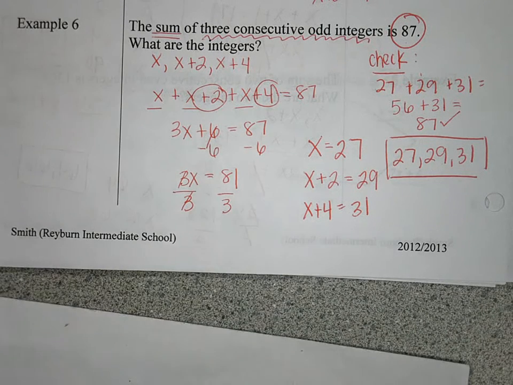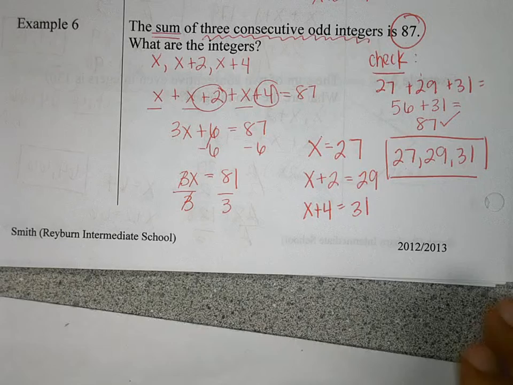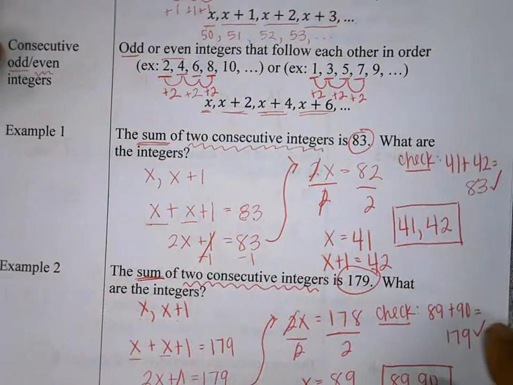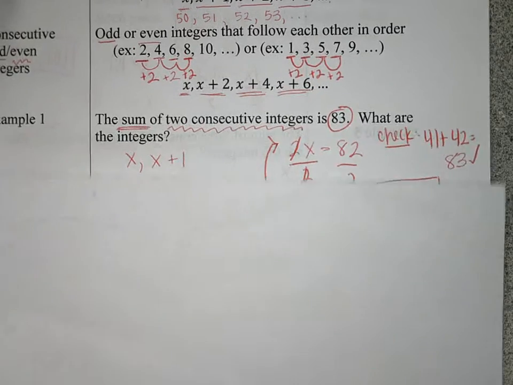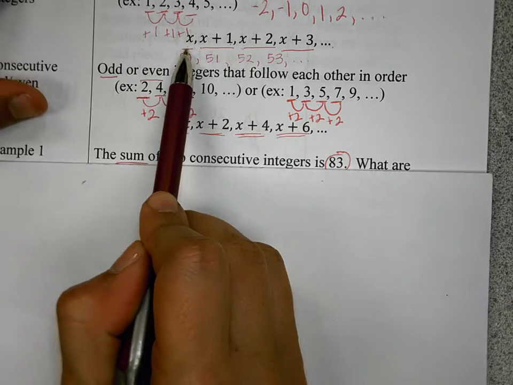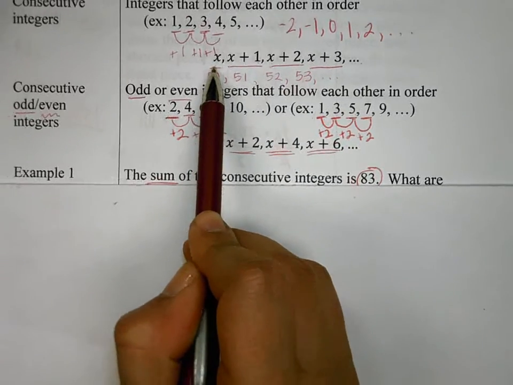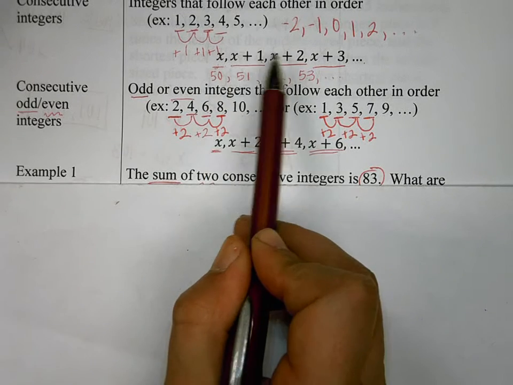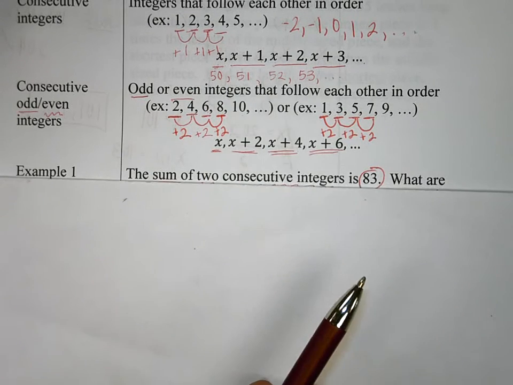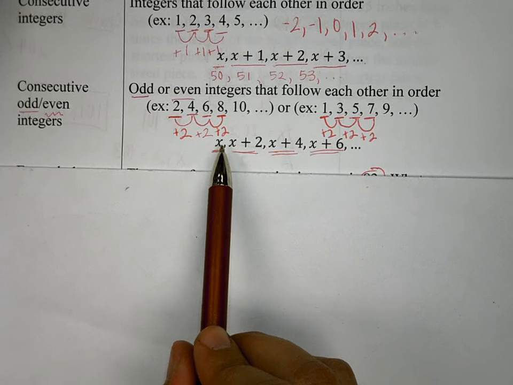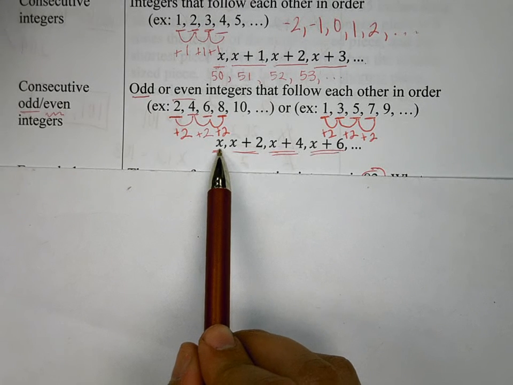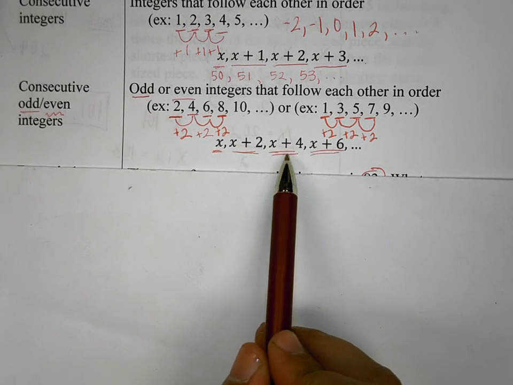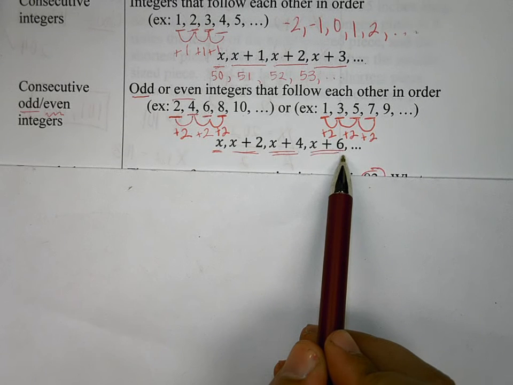That is consecutive integers and consecutive odd and even integers. Remember, if we are looking at consecutive integers, the general form is x, x plus 1, x plus 2, x plus 3, and so on. If we're looking at odd or even integers, we start with x, and then we have x plus 2, x plus 4, and x plus 6.